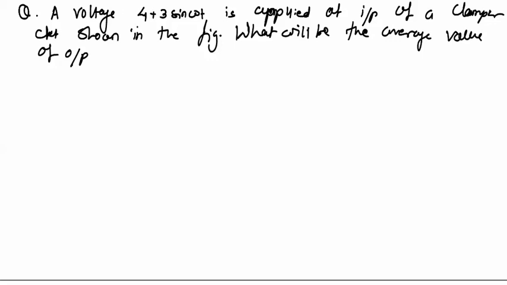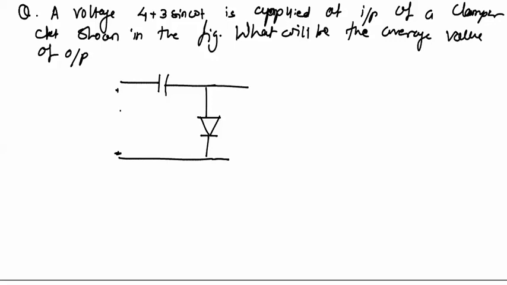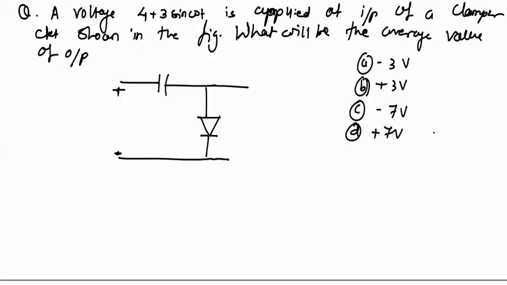Now we'll see. This circuit is given in the problem. By observation, we can see that this is a negative clamper because the capacitor is charging during the positive half cycle. Options are given as minus 3 volt, plus 3 volt, minus 7 volt, and plus 7 volt. Now first we will see by how much voltage this capacitor will be charged, and based on this charging, the maximum voltage across the capacitor, the DC level will be shifted.